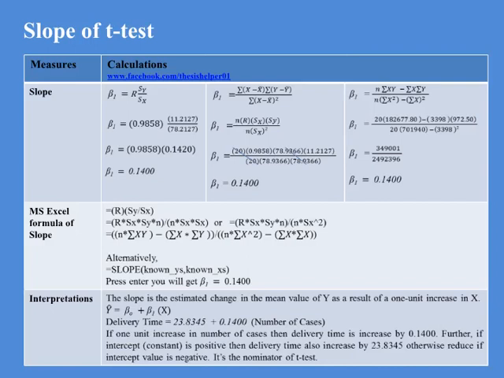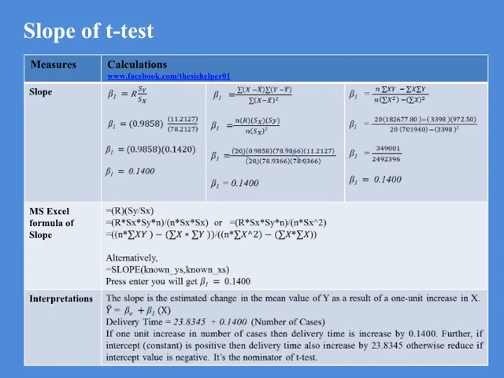Interpretations: the slope is the estimated change in the mean value of y as a result of a 1 unit increase in x. Y is equal to intercept plus slope multiplied by x. Thus, delivery time is equal to 23.8345 plus 0.1400 multiplied by number of cases. If there is a 1 unit increase in number of cases, then delivery time will increase by 0.1400.